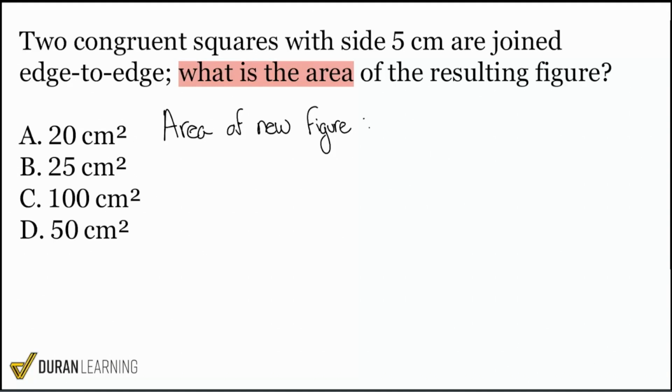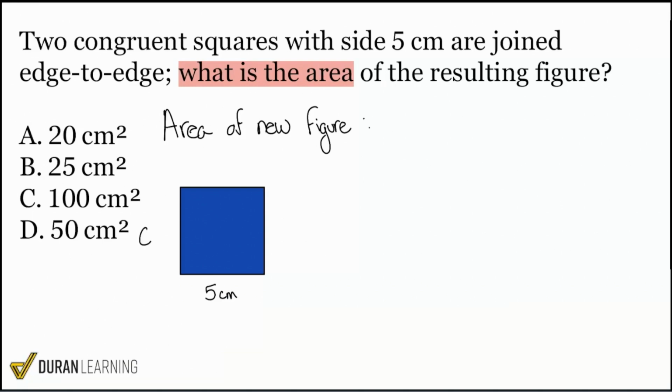Now, let me really contextualize this. Let me understand what this prompt is saying. So, two congruent squares with sides of 5 centimeters are joined edge to edge. Okay, let's go ahead and imagine that. When in doubt, let's draw it out. So here we go. I'm going to draw a little square over here. Perfect. And it says that it has side lengths of 5 centimeters. So we'll do that there, and we'll do 5 centimeters over here.